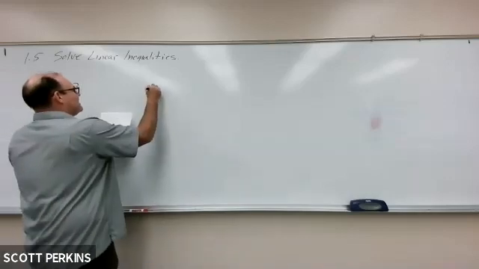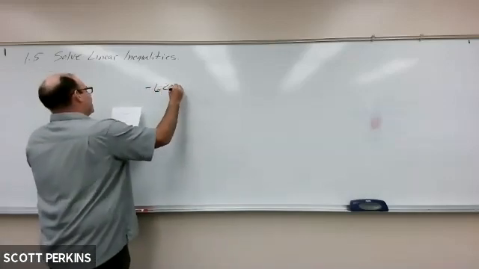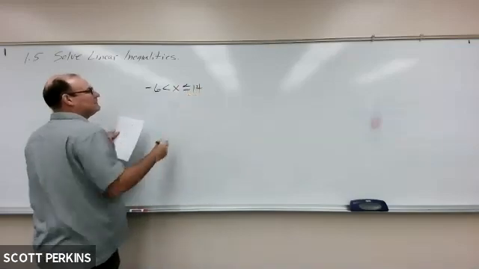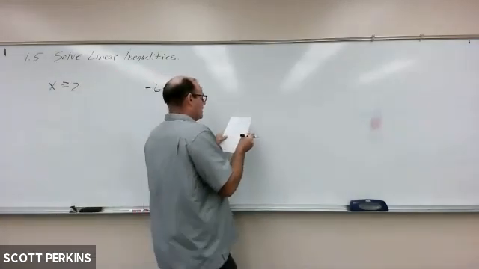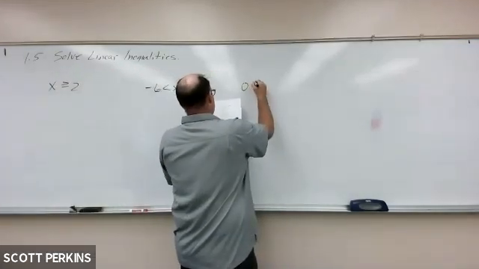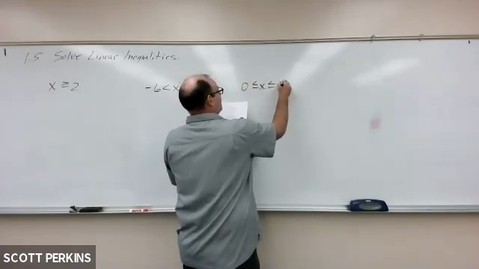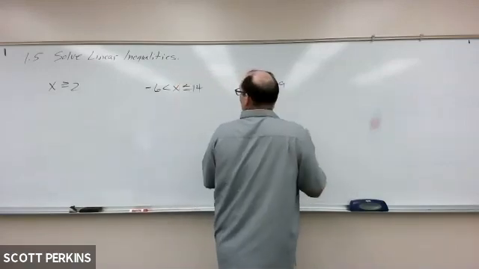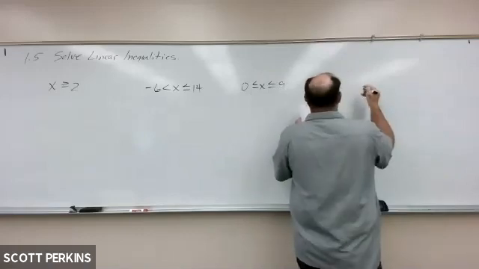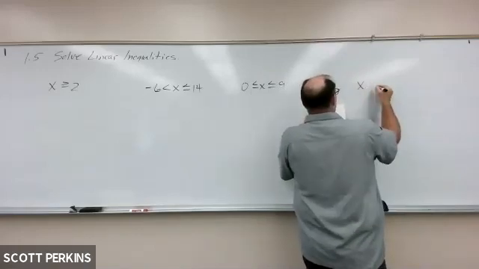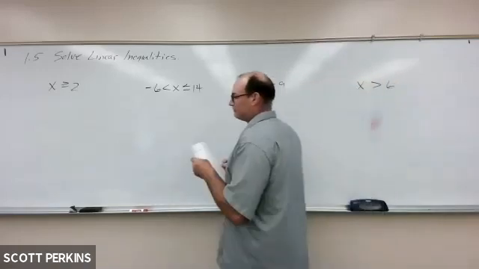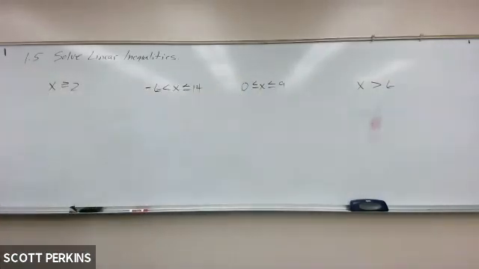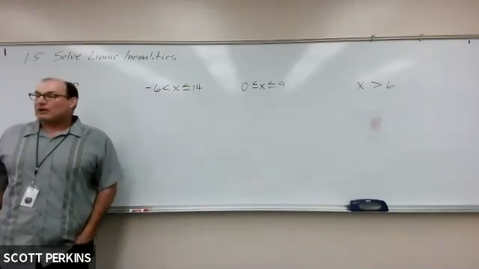Then I've got -6 is less than x is less than 14. 0 is less than or equal to x is less than or equal to 9. And I think I'm only going to be able to fit 3 on here, but that's okay. Then we'll come back and erase and we'll do the rest. And then x is greater than 6.